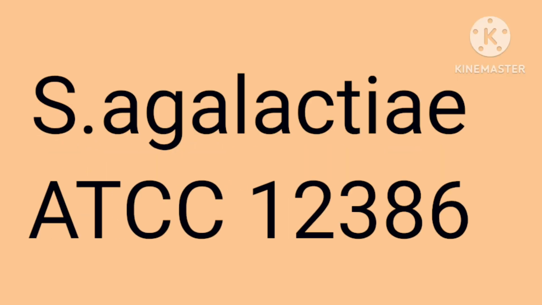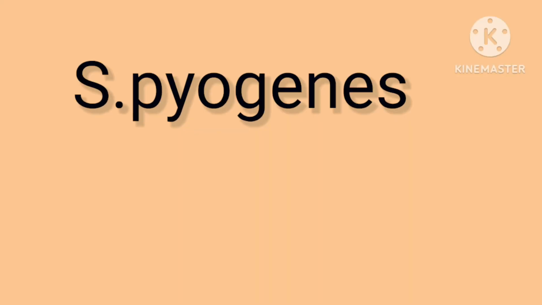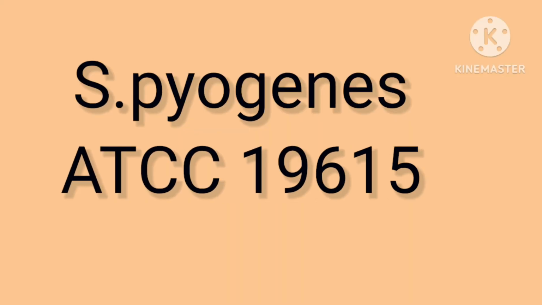Label each streak on the back of the plate. Streptococcus agalactiae ATCC 12386 is the positive control for CAMP test, and Streptococcus pyogenes ATCC 19615 is the negative control.